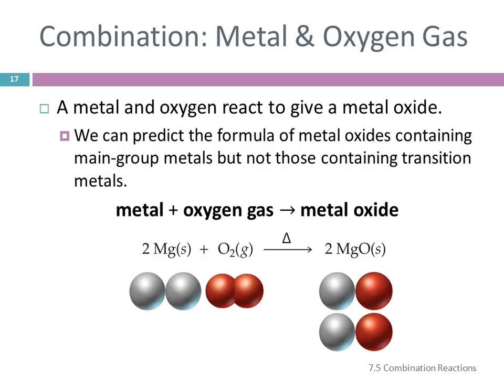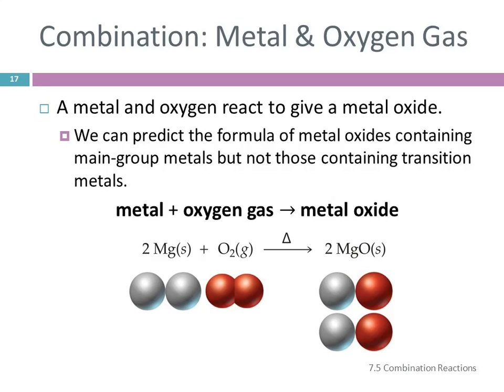So this is the general form. A metal plus oxygen gas forms a metal oxide. And this fits that pattern of the combination reaction where you've got 2 reactants and only 1 product. The 1 product is the key. So an example is magnesium, which is a metal, reacting with oxygen. This involves some heat, and we get a metal oxide, magnesium oxide.